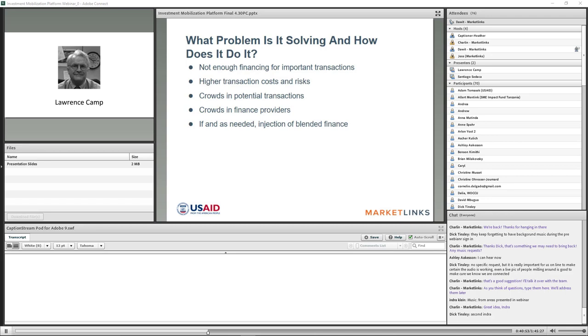So how does the Investment Mobilization Platform solve this problem? First, it crowds in potential transactions. It produces a pipeline of potential financing opportunities, which lowers the cost for finance providers. In banking, a major cost factor is simply the cost of identifying and originating new loans and new borrowers. Second, it crowds in finance providers. With the promise of a steady pipeline of deals, the platform attracts finance providers, banks, investors, and others, creating competition for transactions. And third, if and as needed, the ability to draw upon a blended finance facility to provide de-risking and/or to sweeten yields, to bump the yield that the finance provider is going to get.